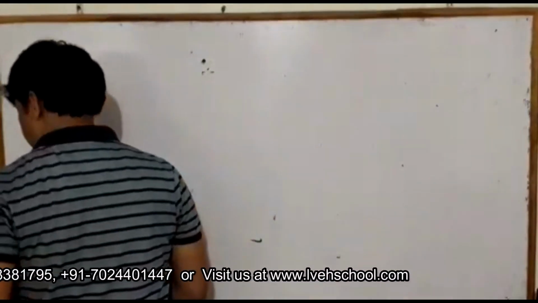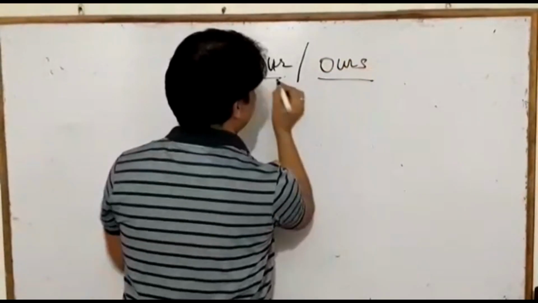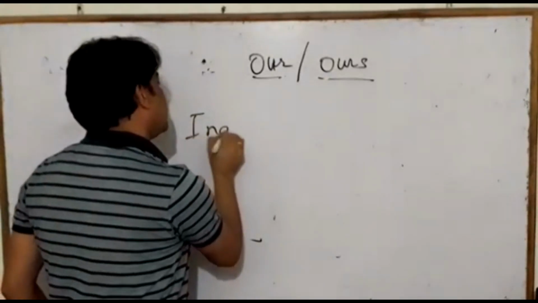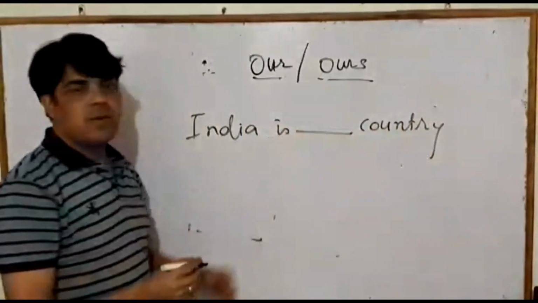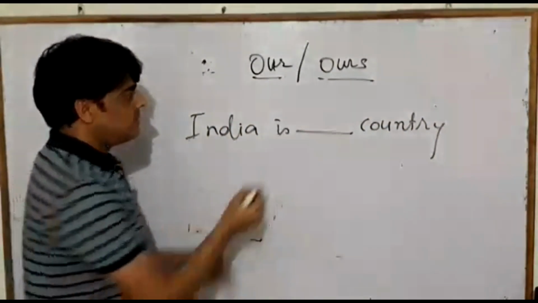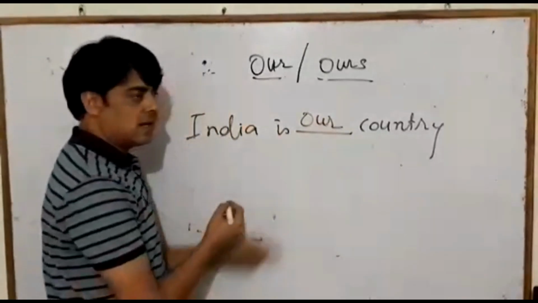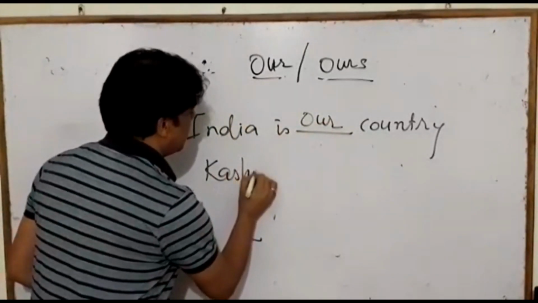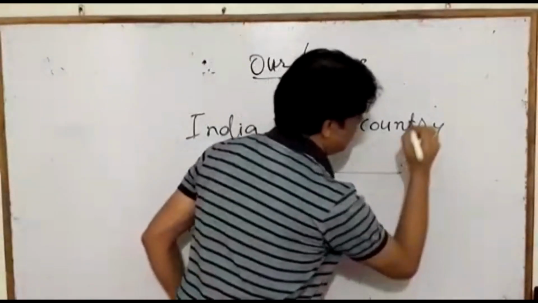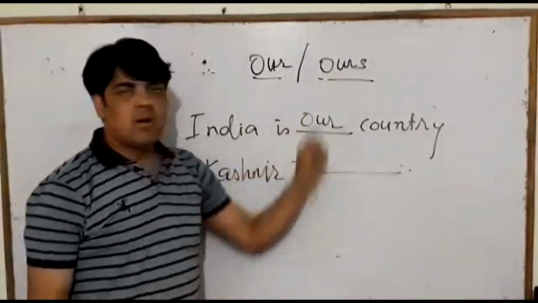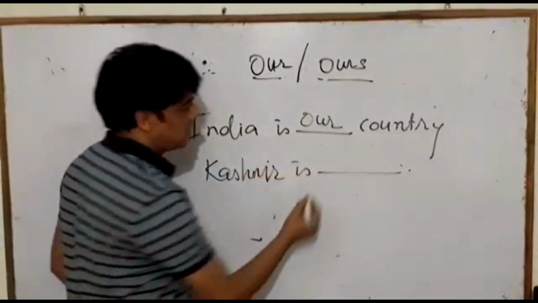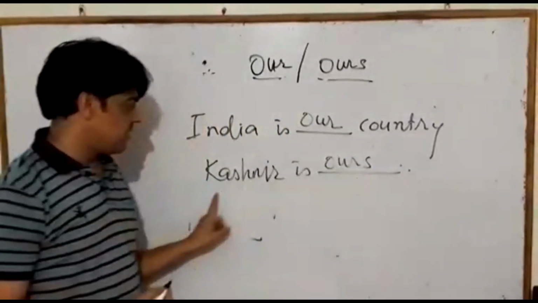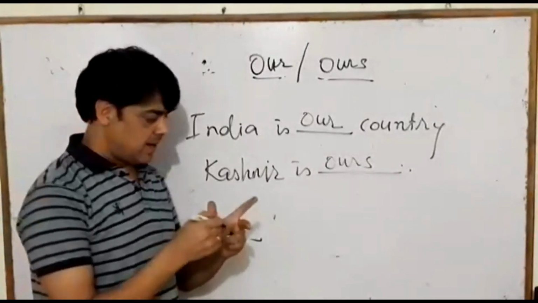Next example. The options are our and ours. India is blank country. What will we fill? Our. The noun is given: India is our country. Now I say, Kashmir is blank. Kashmir is ours. Here the noun is not given. It means ours. Got it? Next, one more example.